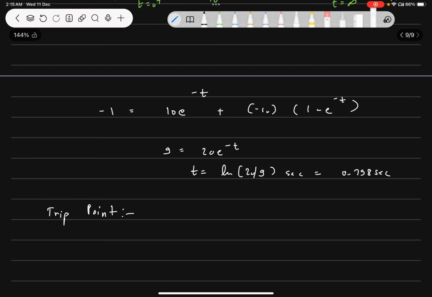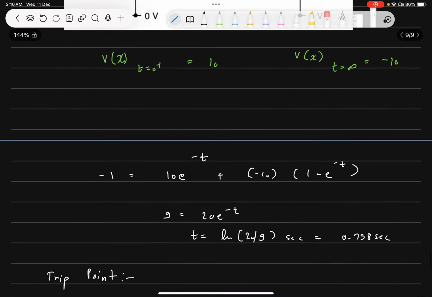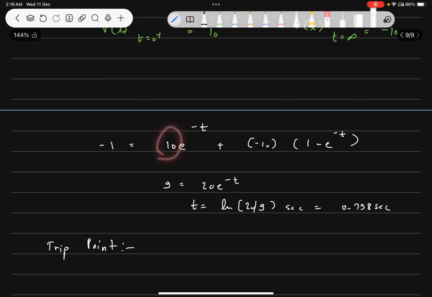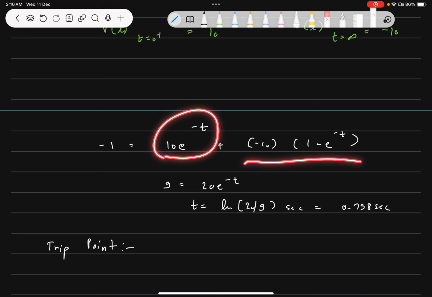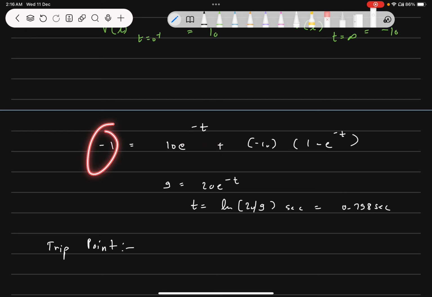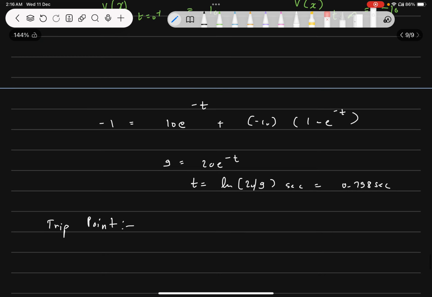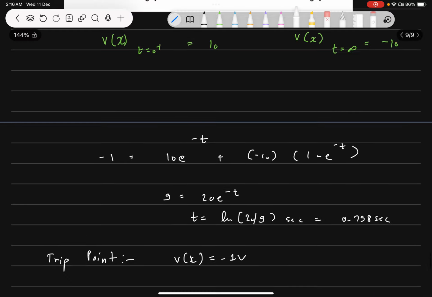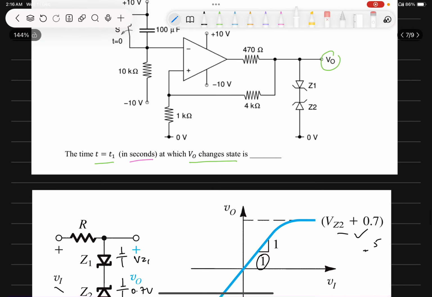I mean, this is not something very extraordinary, because the initial value was 10, so the natural response decays and the forced response is like that. You can equate it to minus 1 and you can find out the value of t as ln 20 by 9, which gives us the value of time as 0.798 seconds, which will be the answer to the problem. So the main thing was the trip point is when the voltage at the node X becomes minus 1 volts. Okay, so the answer to the problem will be 0.798 seconds.